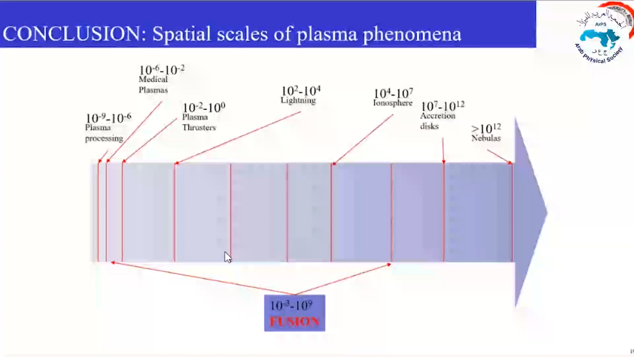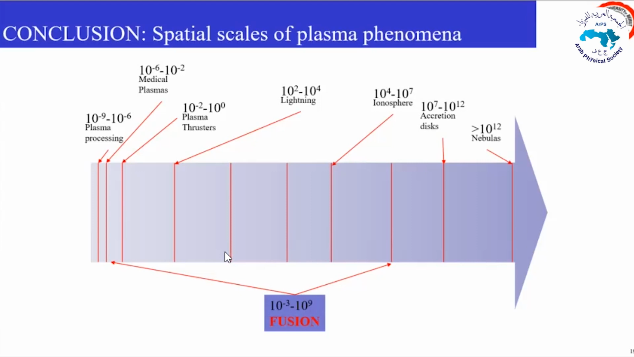Okay, in summary, we went from the nanoscale of plasma applications, which is basically plasma etching and plasma deposition, to nebulas, which are 10 to the 12 meters. So from 10 to the -9 meter to 10 to the 12 meter. And this gives me an introduction to the second part of this lecture, which is about fusion. So fusion can occur in the sun, but it can also occur at the millimetric scale in a tokamak.